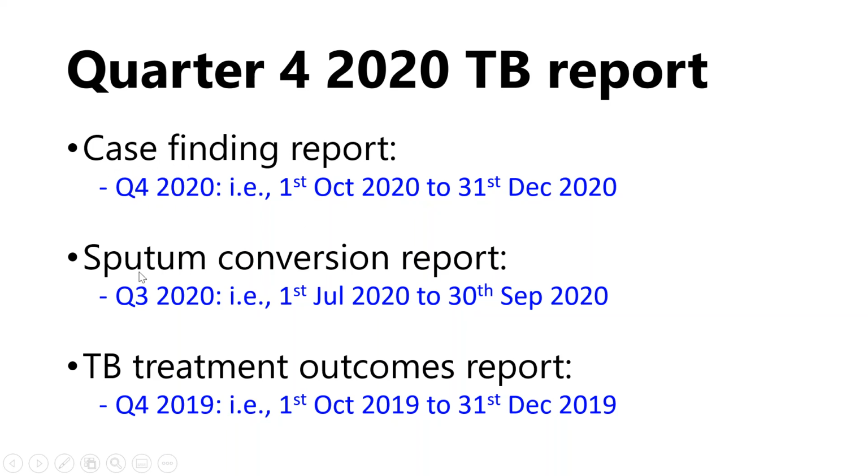And when you are preparing the sputum conversion report, you use patients who were registered in the quarter before the case finding report, which would be quarter 3 of 2020. And when evaluating TB treatment outcomes, you use a cohort of patients who were registered 1 year ago. In this case, it would be quarter 4 of 2019.